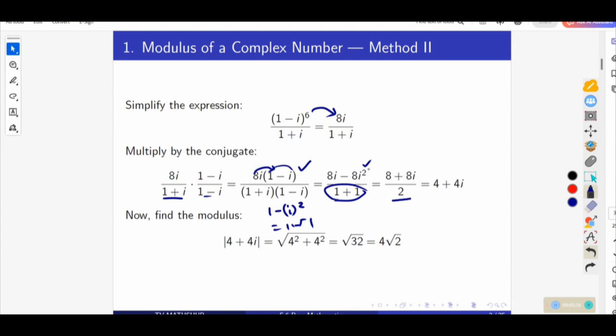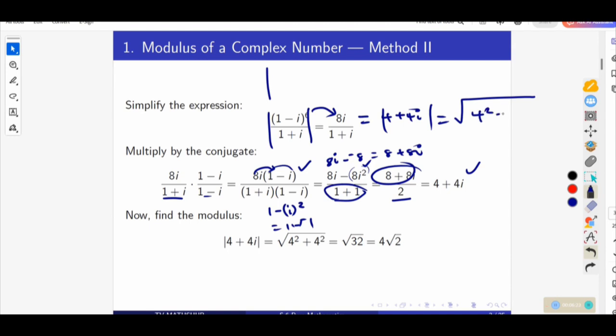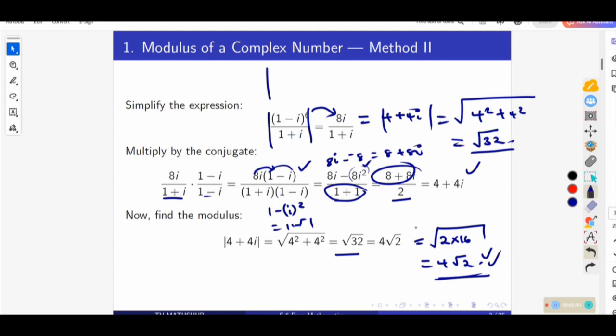and it will give us 8 plus 8i upon 2. So this will give us 8i minus minus 8, which is the same as 8 plus 8i. So we shall have this divided by 2, which is 4 plus 4i. So the whole of this expression is giving us 4 plus 4i. If we are interested in the modulus of this, it is the same as taking the modulus of 4 plus 4i, which is the square root of 4 squared plus 4 squared, and this is the square root of 32. So simplify this. This is the same as having 2 times 16 under the square root, which is 4 square root of 2. So looking at the two alternative methods, we shall be able to get the same answer.